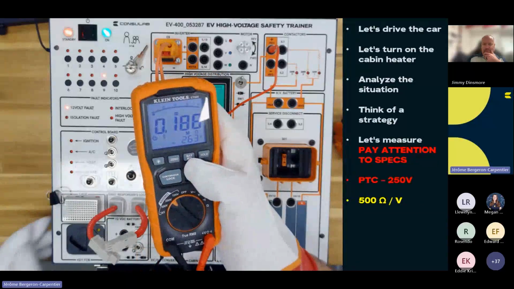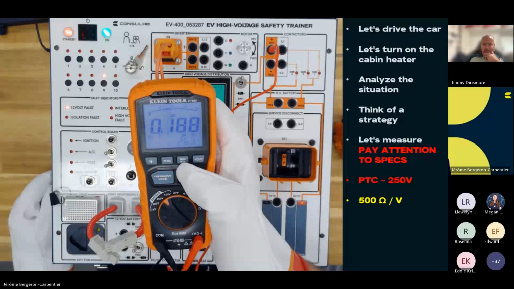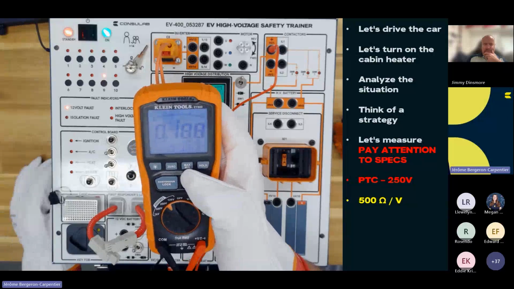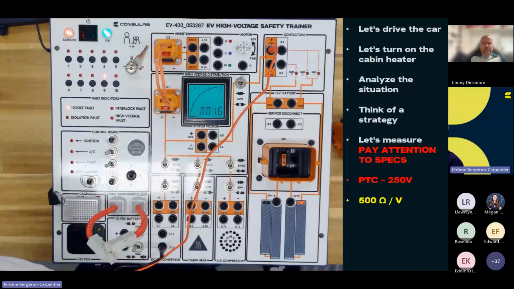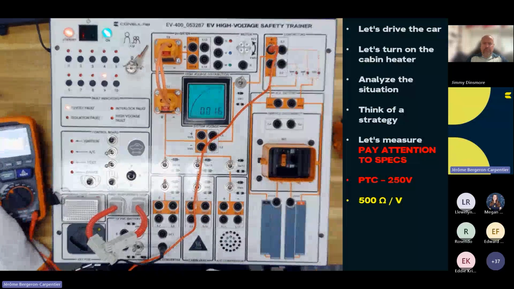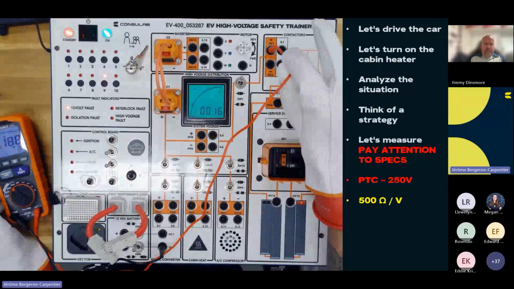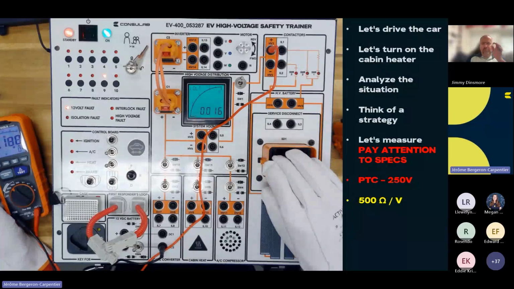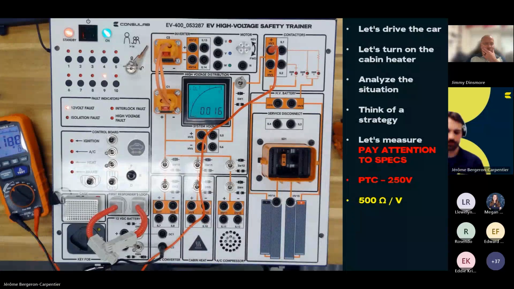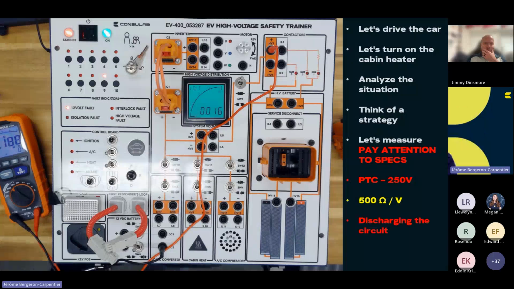So now I'm about 188K, so I'm below 200,000 ohms. So I know that I have some type of isolation loss into the positive side of the high voltage circuit. So now I need to isolate the problem. So let's think of a good strategy.